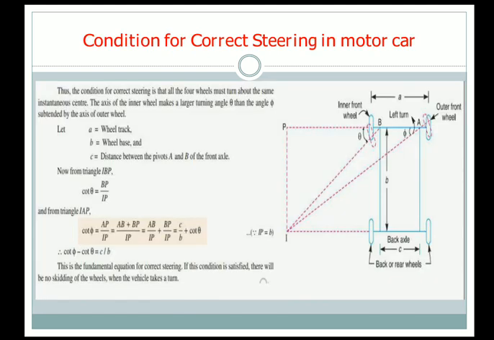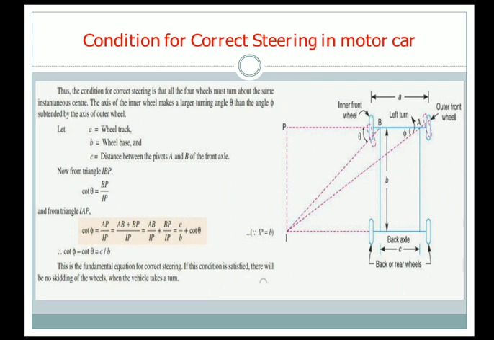So we shall see the condition for correct steering. In the figure they have marked the points P and I. The condition for correct steering is that all four wheels must turn about the same instantaneous center. The axis of the inner wheel makes a larger turning angle theta, and the angle phi is subtended by the axis of the outer wheel. For example, when the car is taking a left turn, the left side wheel becomes the inner wheel and the right side wheel becomes the outer wheel. So the angle of turn of the inner wheel will be theta, and it will be more when compared to the angle turned by the outer wheel, phi.